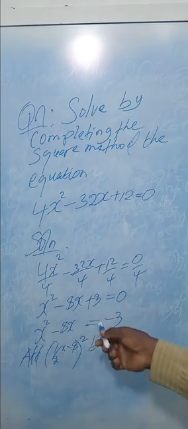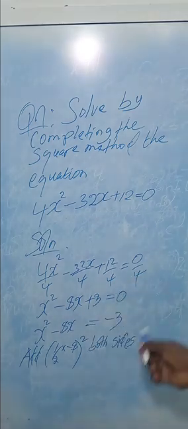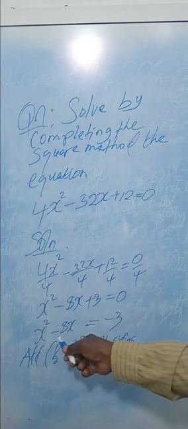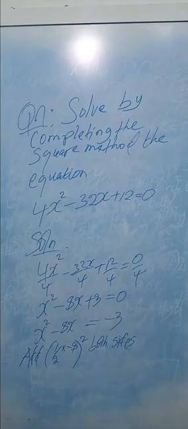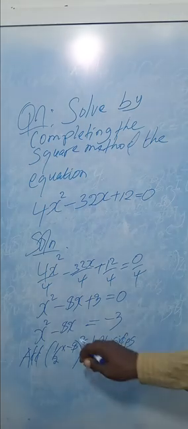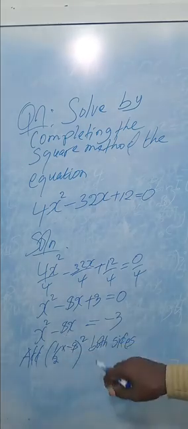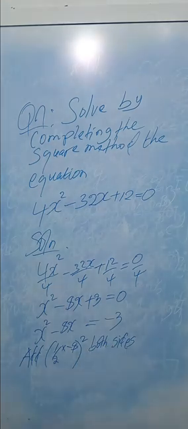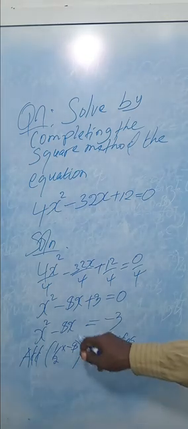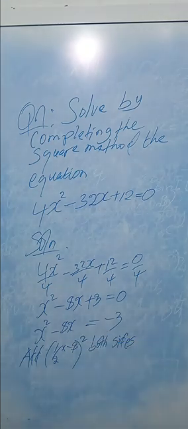Then the next step is to transfer this constant to the other side, where you have x squared minus 8x equals negative 3. Having done that, the next step is to add half the coefficient of b, then you square both sides. Why do we do that? In order to create a perfect square on the left hand side.